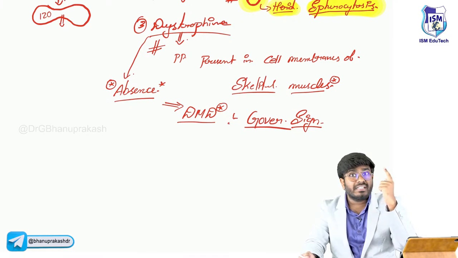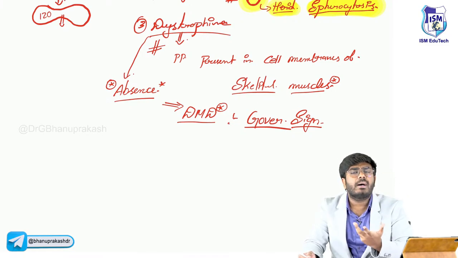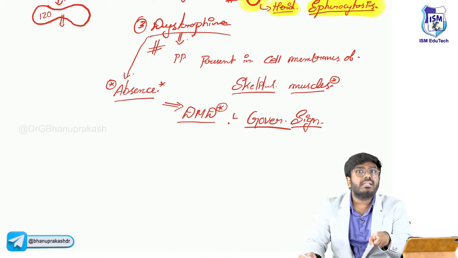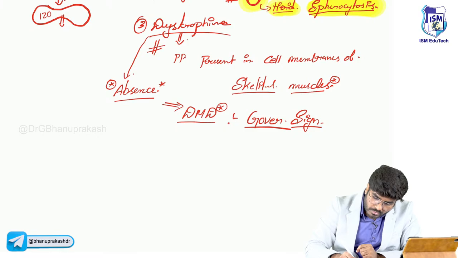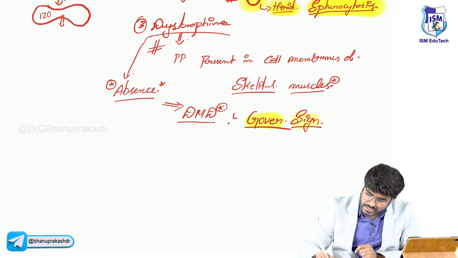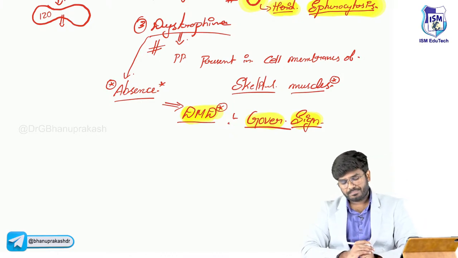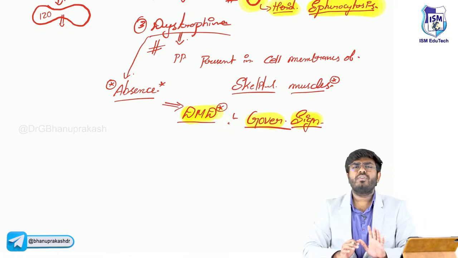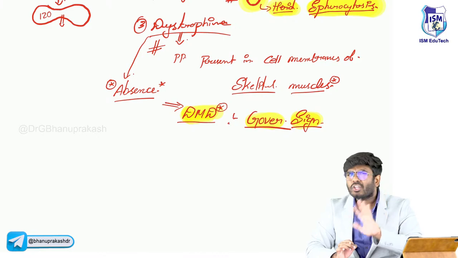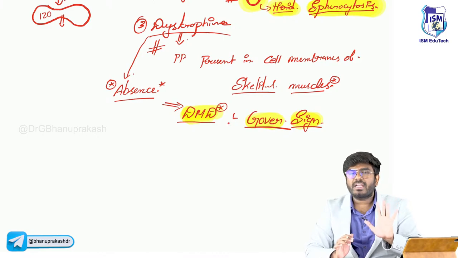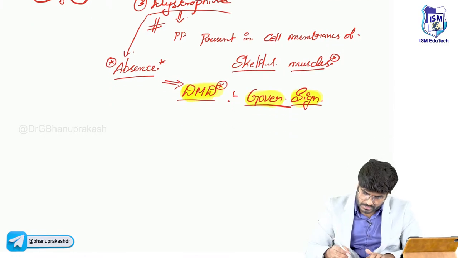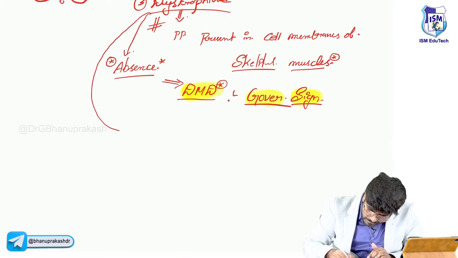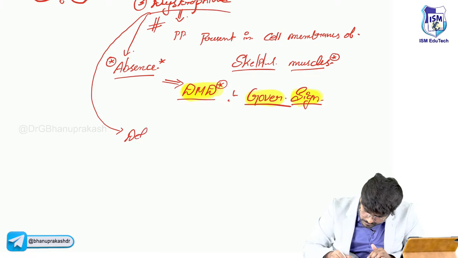Absence of dystrophin. Dystrophin is a peripheral protein present in the skeletal muscles. Okay, so these are the important points which you should know. Gower sign is going to be seen, sir. Now, dystrophin, sir, is not completely absent. See, it's not completely absent. It's there, but it is defective. Defective, sir. So, dystrophin, if it is defective.